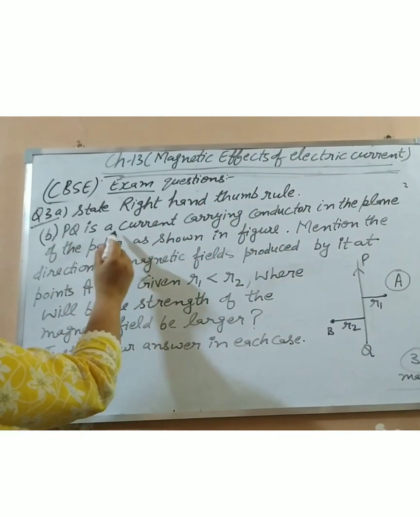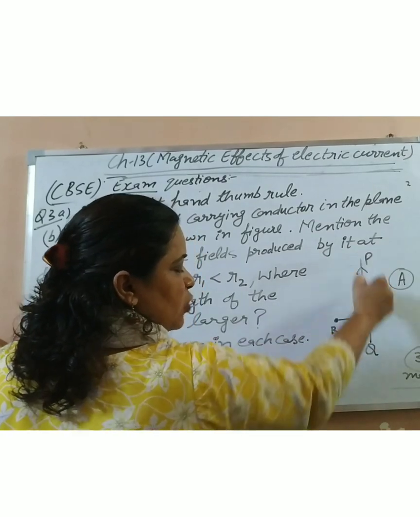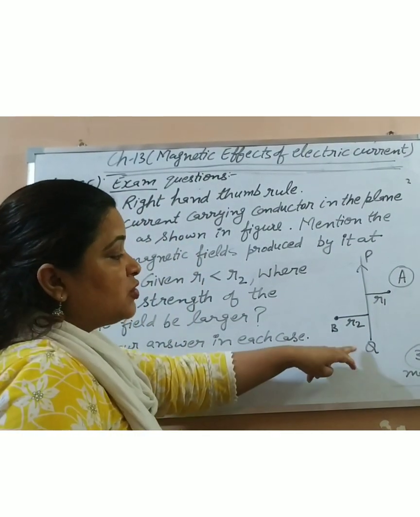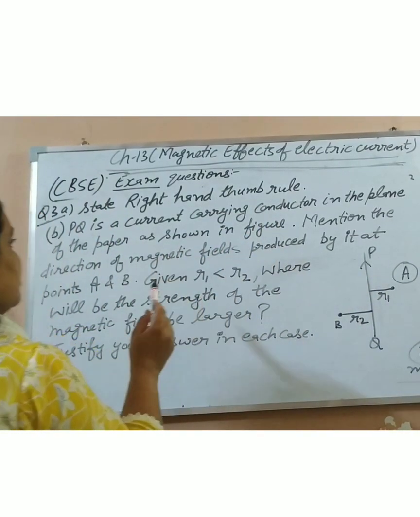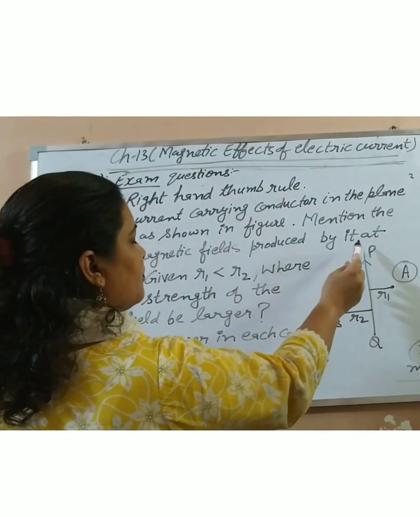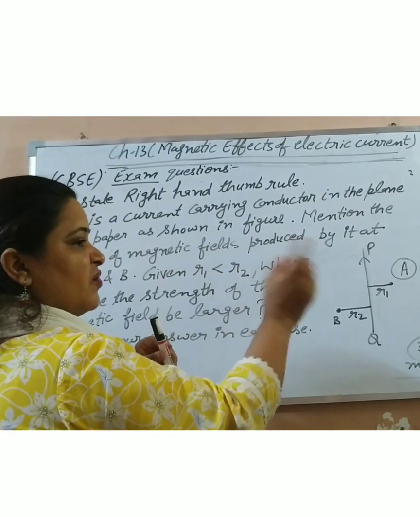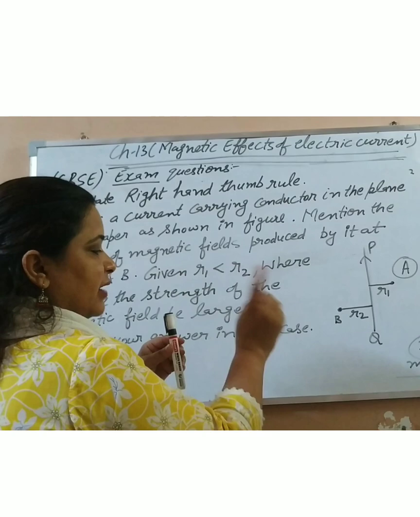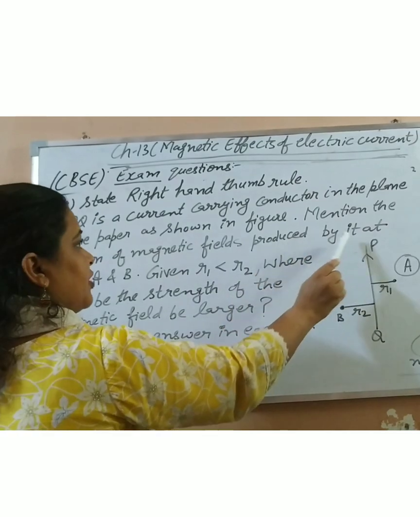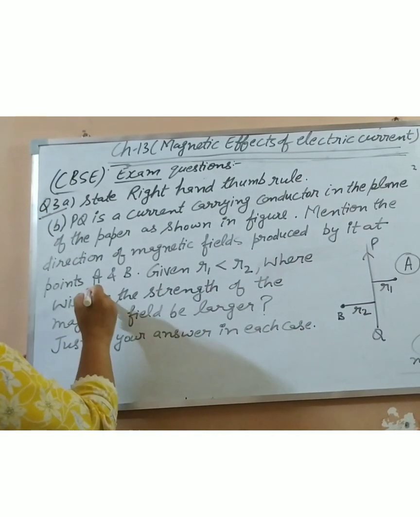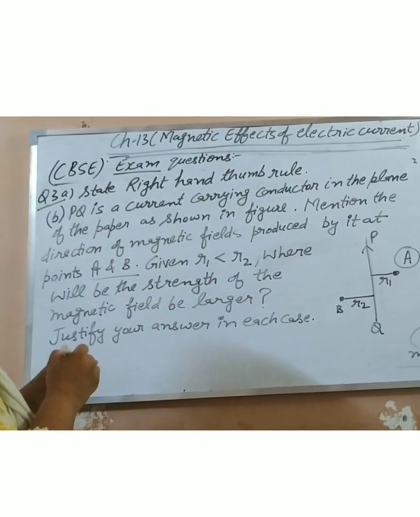Second is: PQ is a current carrying conductor in the plane of paper, as shown in the figure. The same diagram was in the exam. A straight conductor is given. Mention the direction of the magnetic field produced by it. In that activity we did, a current carrying conductor produces magnetic field lines around it in the form of concentric circles. So he is asking to mention the direction of the magnetic field produced by it at points A and B, two separate points specified in the exam.